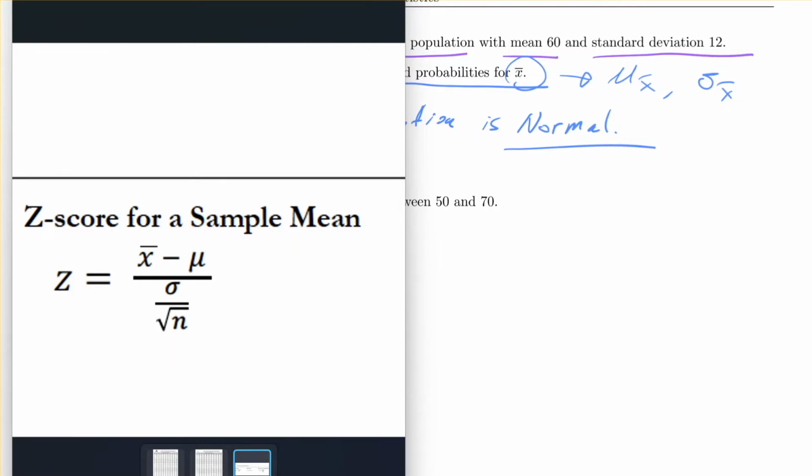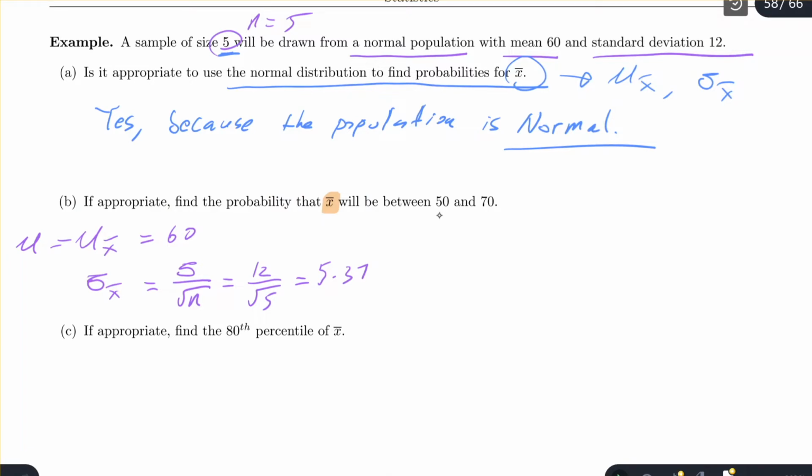So to find the z-score, we can use this formula. The important thing is that when you read the problem, you need to recognize which z-score formula to use. Here we're dealing with a sample within a normal distribution. Therefore, we must use this formula. The z-score for this one will be 50 minus the population mean, which is 60, divided by the new standard deviation, 5.37.